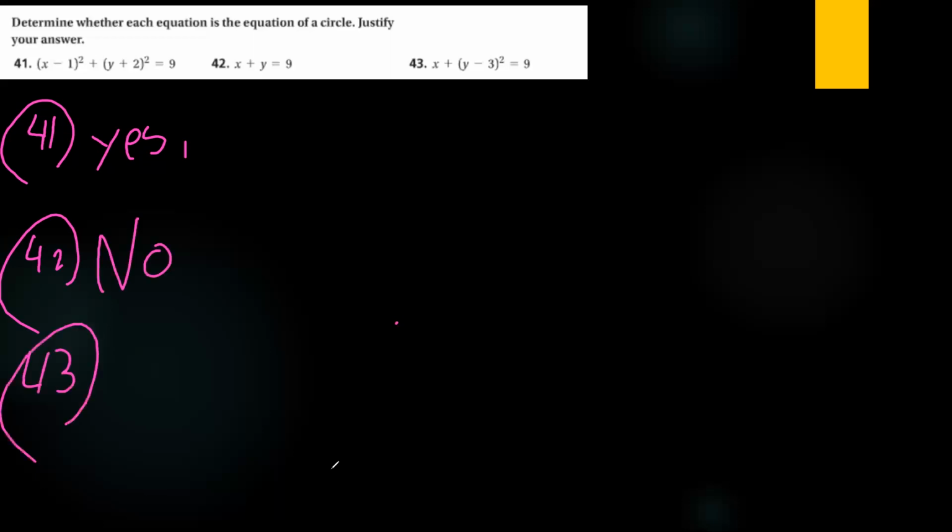Okay. So at number 41, here you have x squared plus y squared equal to a number, so it's yes. What about number 42? No, it's not, because x and y are not squared. What about number 43? It's also no, because y is squared but x is not. So you have to say no also.